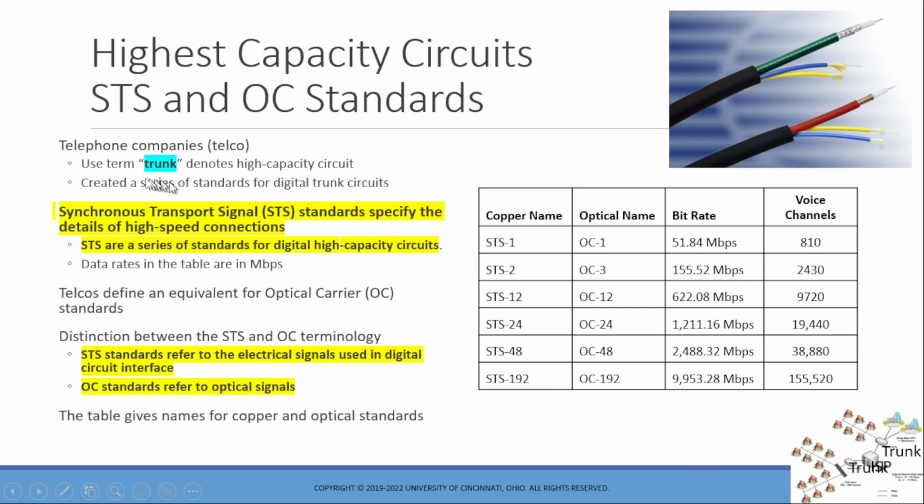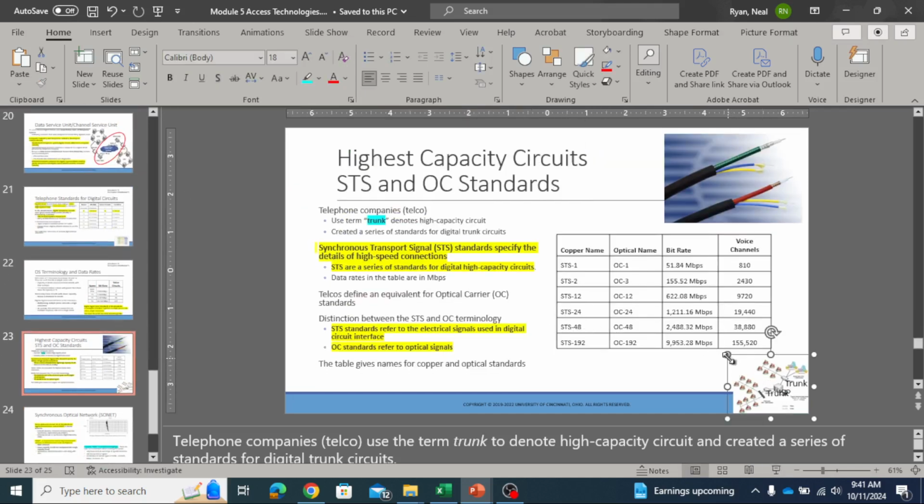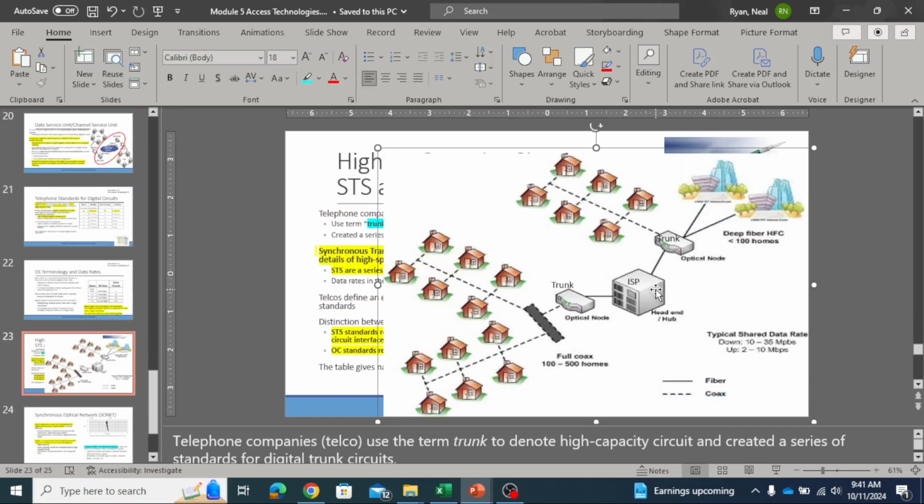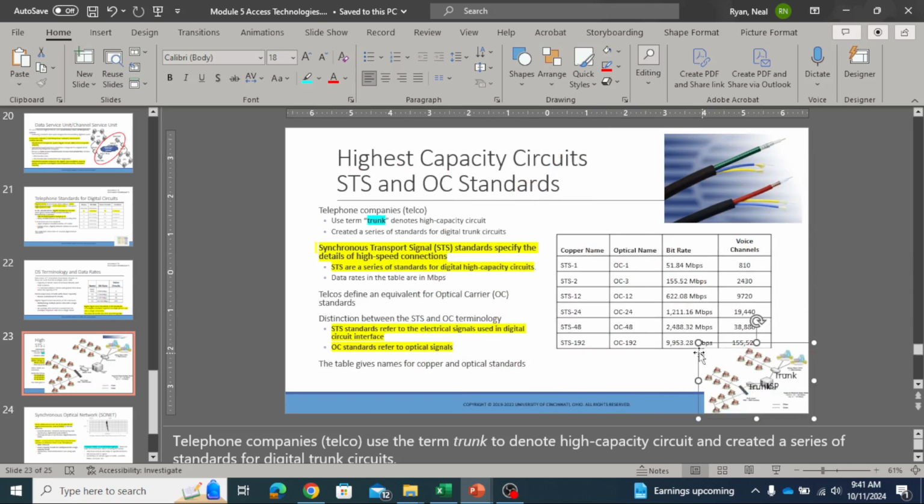We're getting back to this definition of trunk. If you recall, a trunk is getting information from your ISP to the neighborhood. So on this next slide, we're going to be talking about this section right here, getting it from the ISP to the trunk, and this is high speed, right? So that's what we're talking about here, using these different standards.